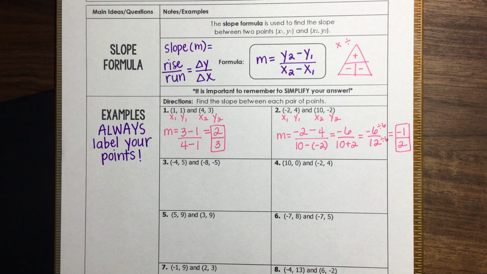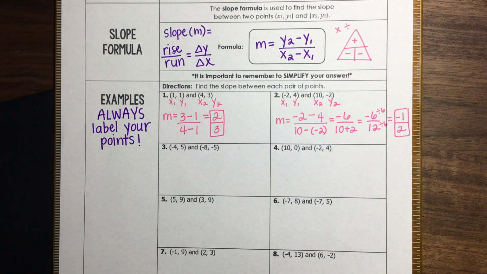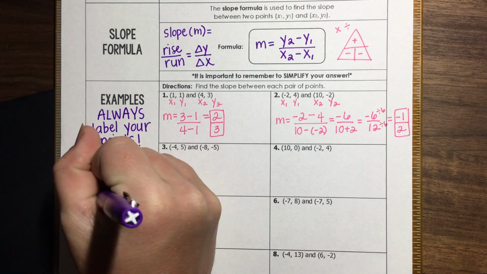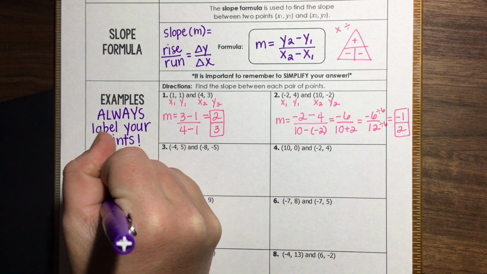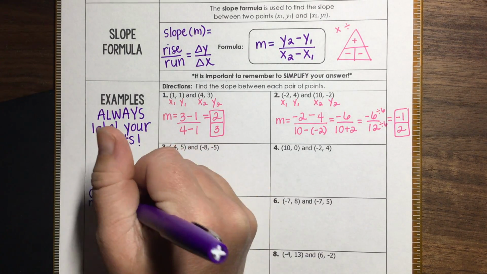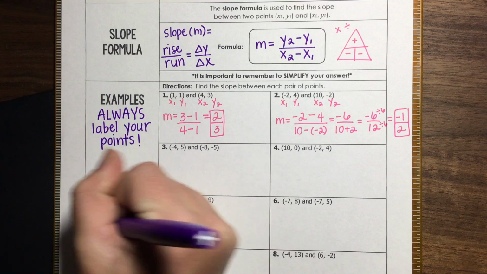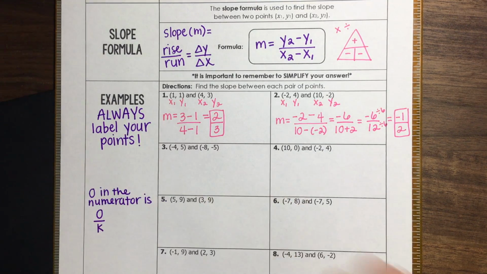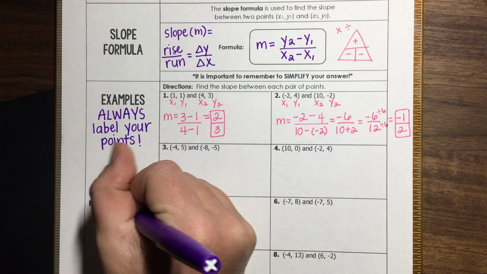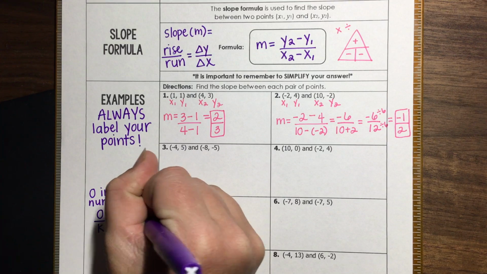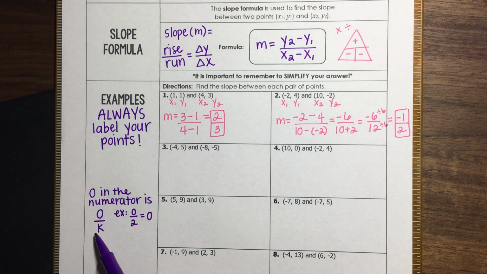Before we get started on those, we're going to add a couple more notes out to the side. If we get 0 in the numerator, an example of that is 0 divided by 2, which is still going to give me 0. So 0 in the numerator is okay.